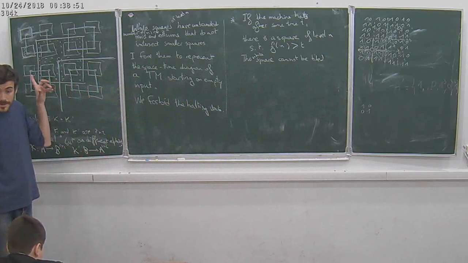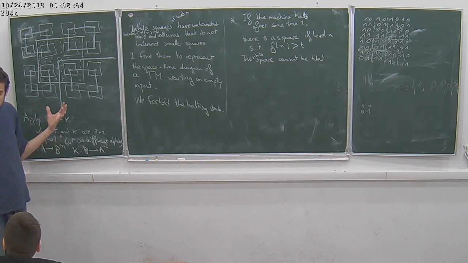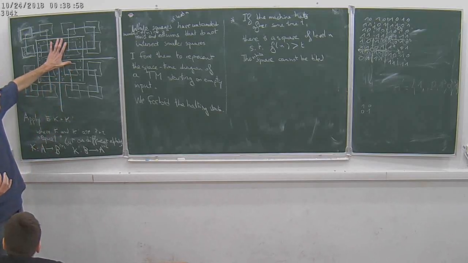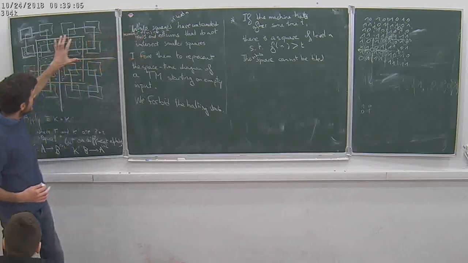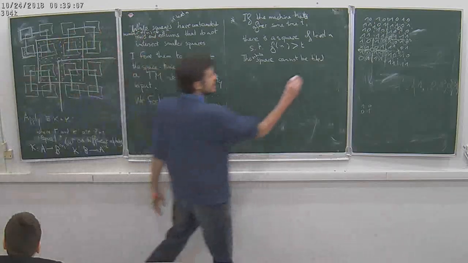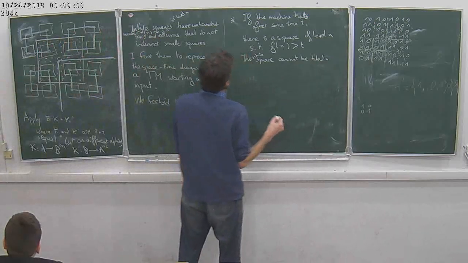But this white square of level n appears in every configuration in the square layer. This is the computation layer. In the square layer, it appears in every configuration.